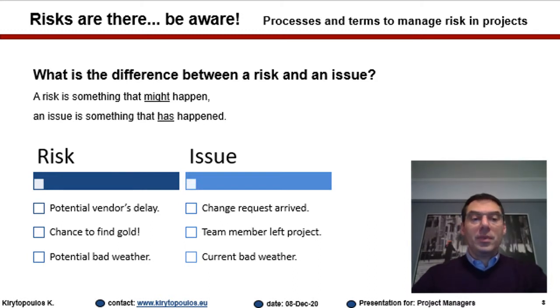Examples of risks might be a potential vendor's delay. But if your vendor is already delayed, then that's not a risk anymore. That's an issue. It has happened. It is there. If a change request has arrived, that's not a risk. It has arrived. There is no uncertainty. So it's an issue. If a team member left the project, then you have something to work on now. There is no uncertainty here. So this is the basic difference between a risk and an issue.